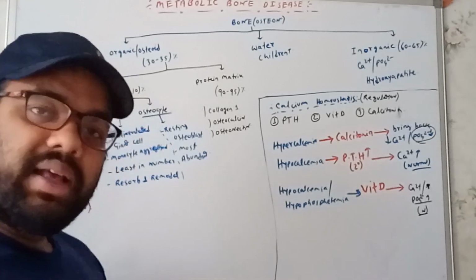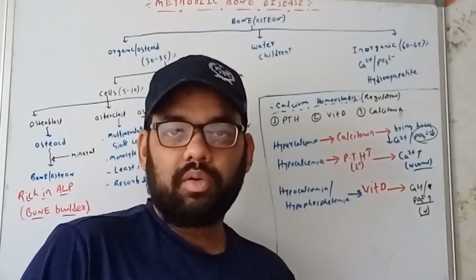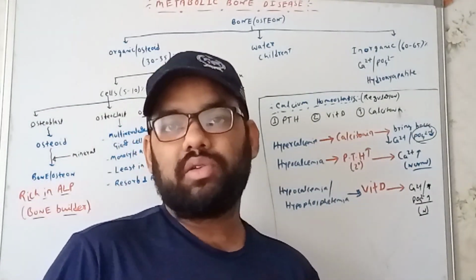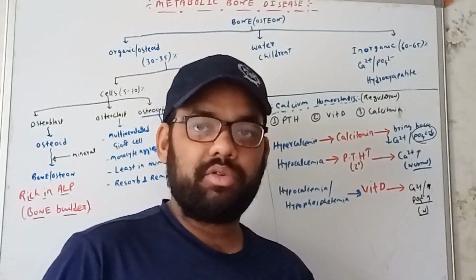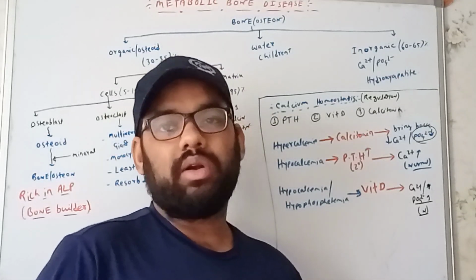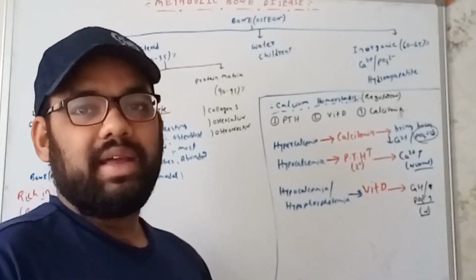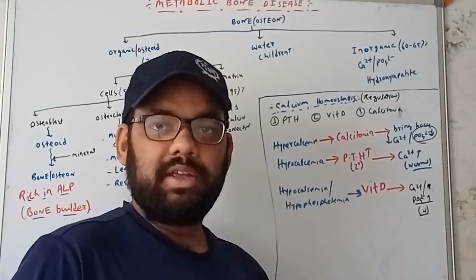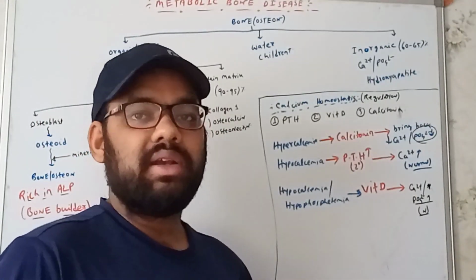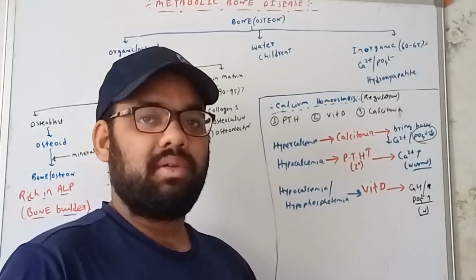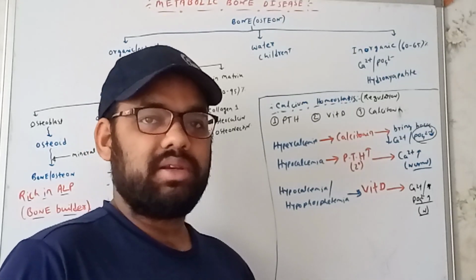So what did I say? That in terms of the calcium homeostasis, there are three major regulators. What are those? The parathyroid hormone, the calcitonin, and the vitamin D. So whenever we'll get to see hypocalcemia, at that time the calcitonin will be released, right?